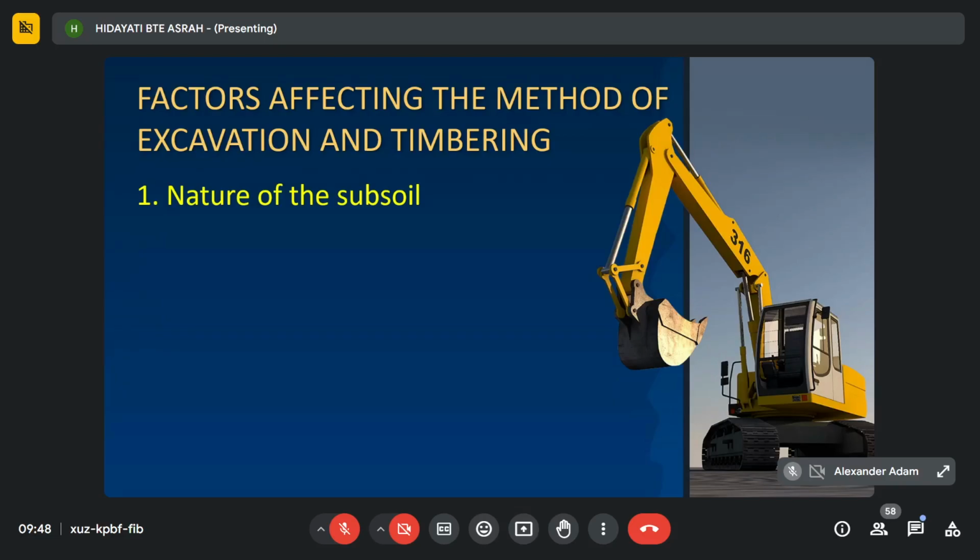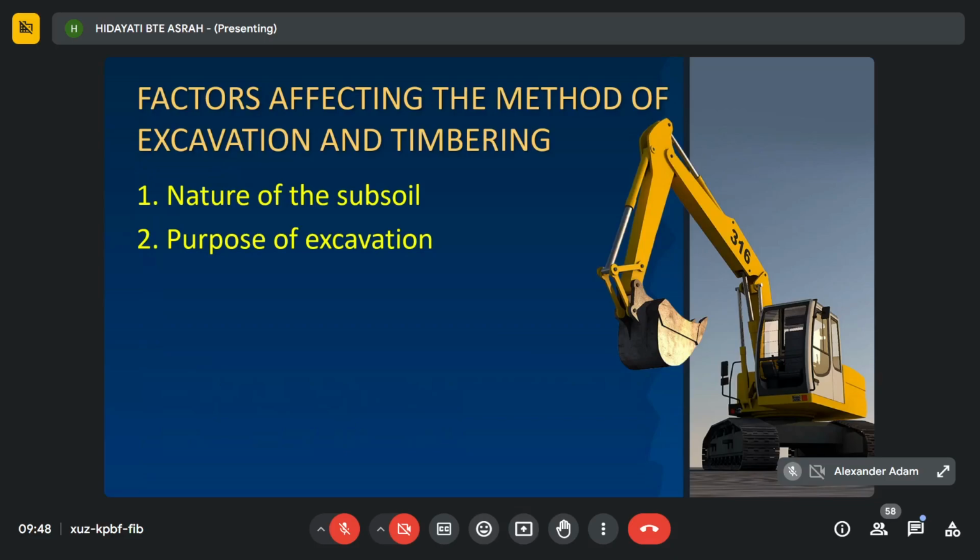And then number two, purpose of excavation. You must know why you need to excavate the soil. Must have purpose. Whether you want to construct drainage, foundation, sewer, and so on. Because the purpose of the excavation will determine the minimum width, the minimum depth, and placing of support members to provide reasonable working space within the excavation. So you must identify also what is the purpose of excavation.